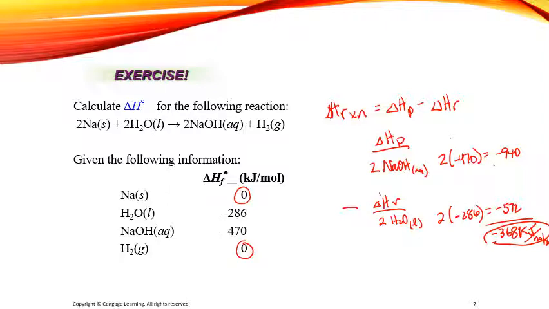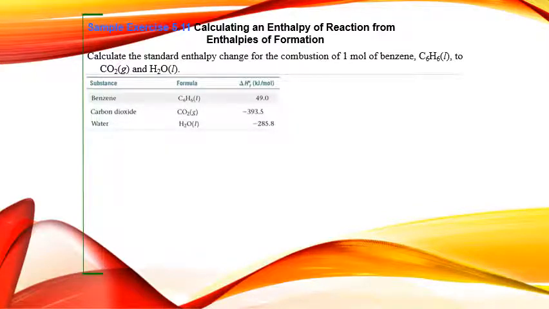If you said a positive 368 kilojoules per mole, but you termed it as that enthalpy being released, that would be acceptable as well. So as long as you're somehow terming it as an emission of energy, you're okay. All right, so let's look at a problem from start to finish with you guys setting up an equation and solving for the standard enthalpy change.